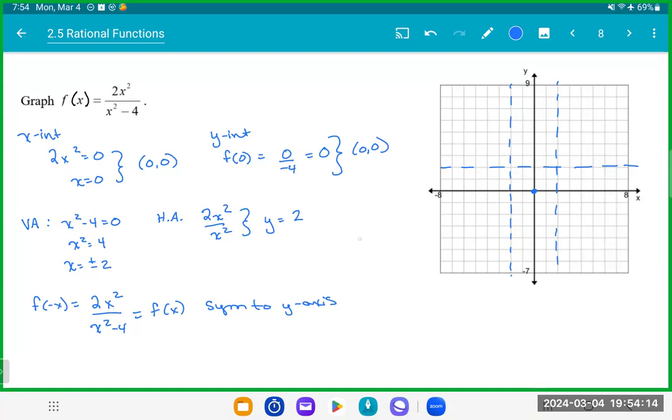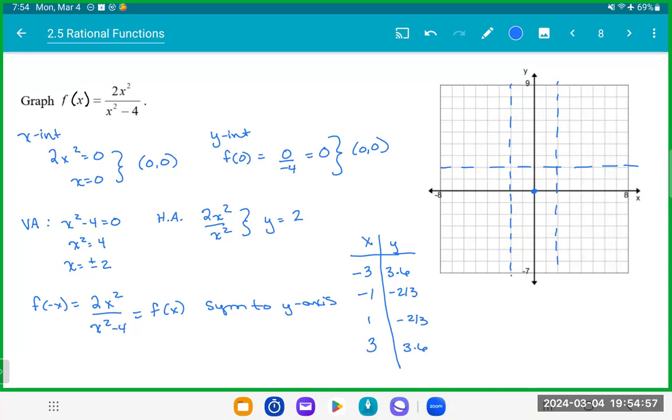So let's build a little table to help us fill in any of the gaps. We want to pick one on each side of the asymptotes and maybe two in the middle, one on each side of the axis. Okay. So let's look at -3, -1, 1, and 3. So we plug in -3, we get out 3.6. We plug in -1, we get -2/3. Plug in +1, we get -2/3. That's that symmetry. And we plug in +3 and we get 3.6 as well.